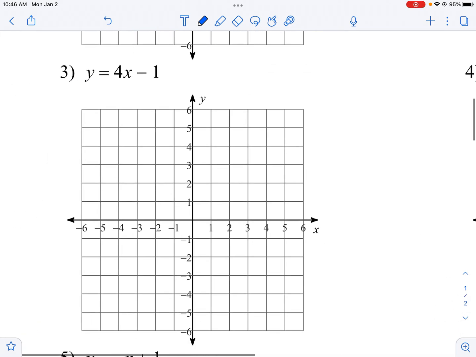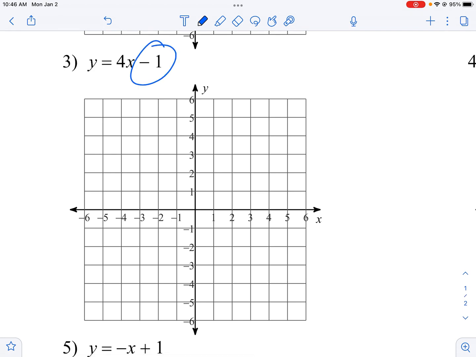So let's go to number 3 here. It has a y-intercept of -1, so I'm going to go to -1 on my y-axis and put a dot. My slope here is just 4. If you just have a plain old number like 4 or -2 or whatever, you can always put it over 1, because 4 divided by 1 is still 4. And so you're going to put it over 1. So now I know my slope is going to be 4 over 1.